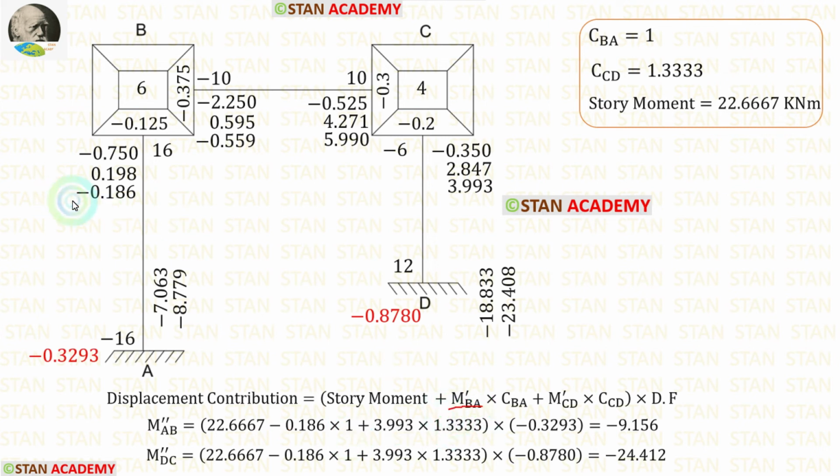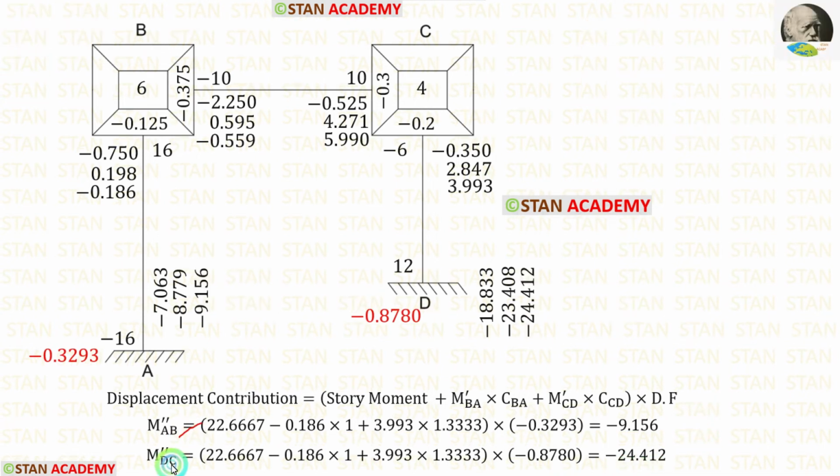M dash BA is minus 0.186. M dash CD is 3.993. The displacement factor for the column AB is minus 0.3293. For M double dash AB, we are getting minus 9.156. For M double dash DC, we have to apply the displacement factor for the column CD. Finally, we are getting M double dash CD. Let us apply both of the values. Now we have finished the third iteration.